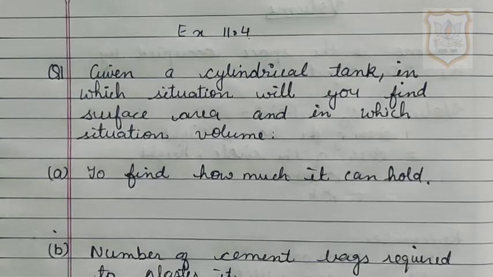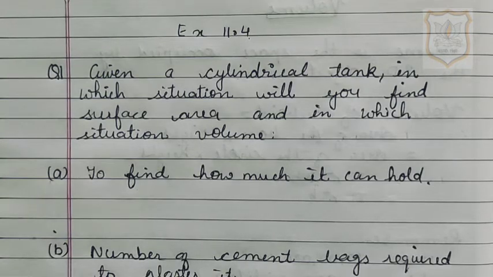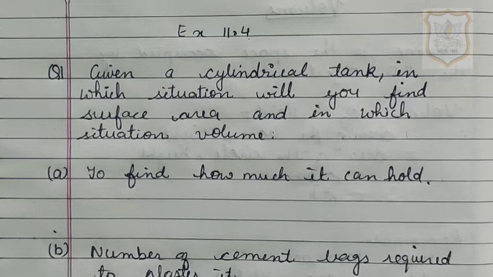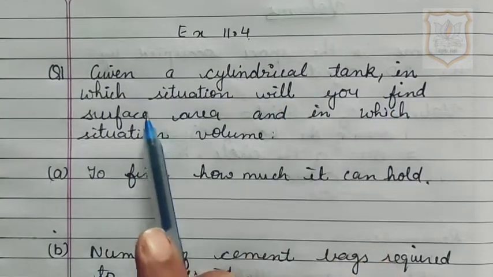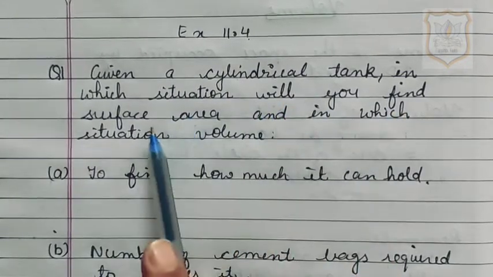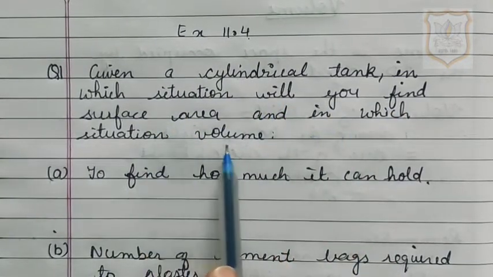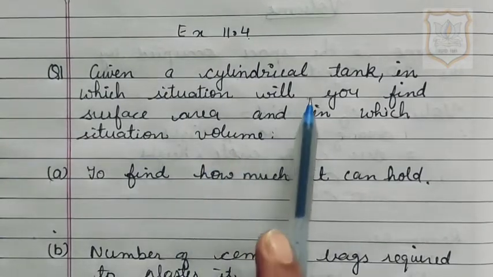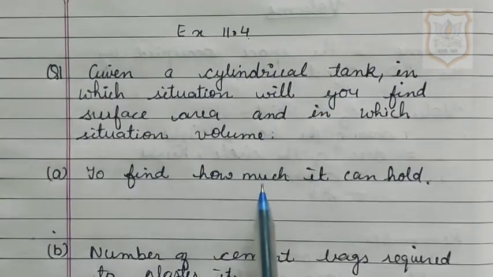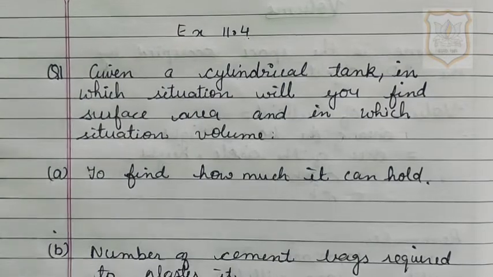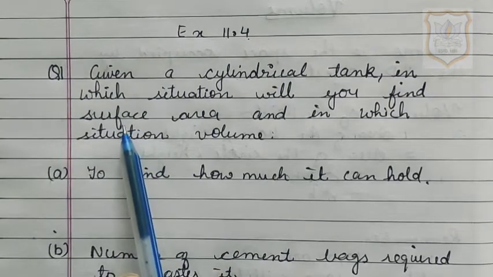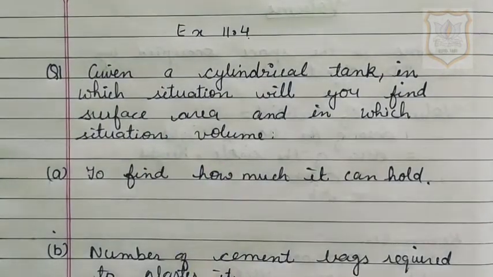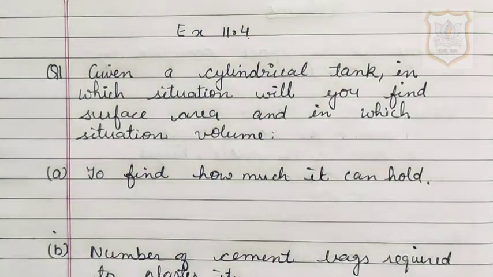Now students, let us begin with our exercise 11.4. Question number 1. Given a cylindrical tank, in which situation will you find surface area and in which situation volume? Students, here a cylindrical tank is given and here few situations are given. We have to find in which situation we will use the formula of surface area and in which situation we will use the formula of volume.